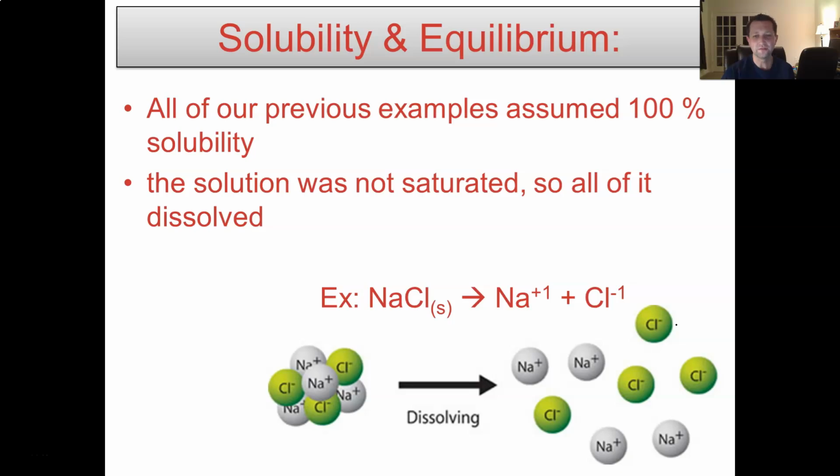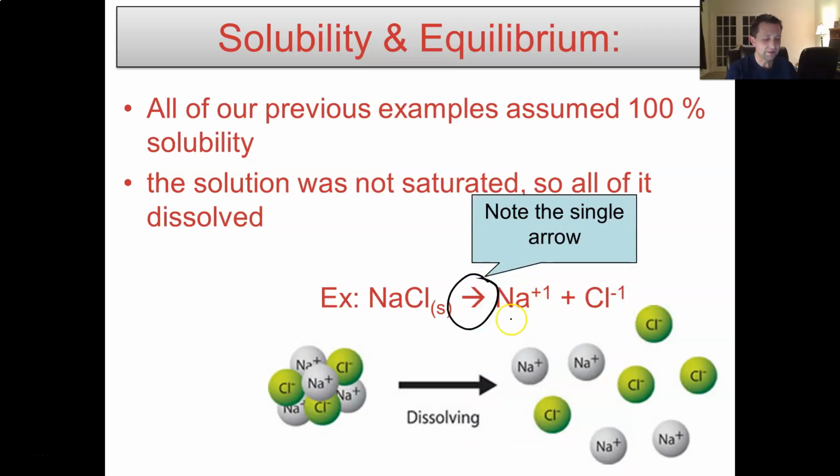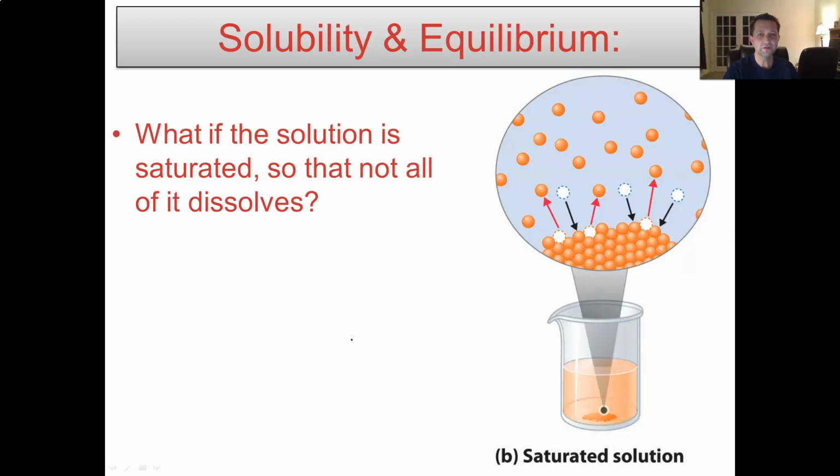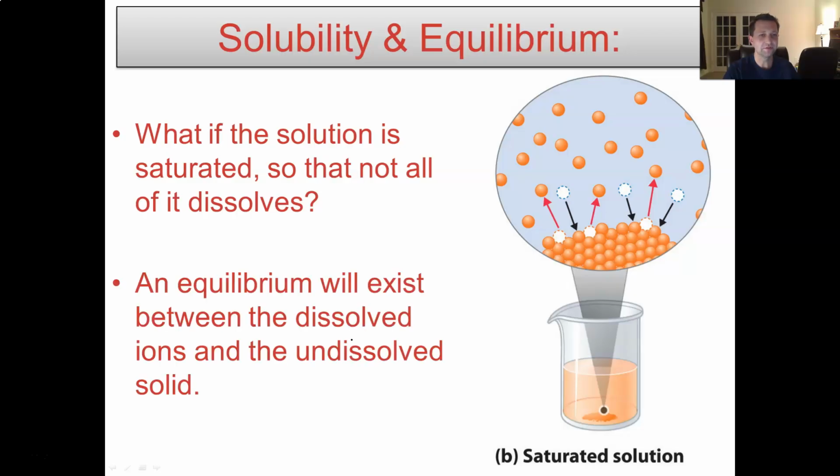So you dissolve all of your NaCl, so you have no NaCl solid left over at the end of this reaction, and we have all ions. Notice the single arrow here. That means it goes to completion, right? And there's none of this left over at the end. Not always going to be the case though. So solution equilibrium usually involves a saturated solution, and that means we don't have all of it dissolve at the very end. So what if the solution is saturated so not all of it dissolves? We actually have an equilibrium system. So this is really, really cool because you try to envision this happening.